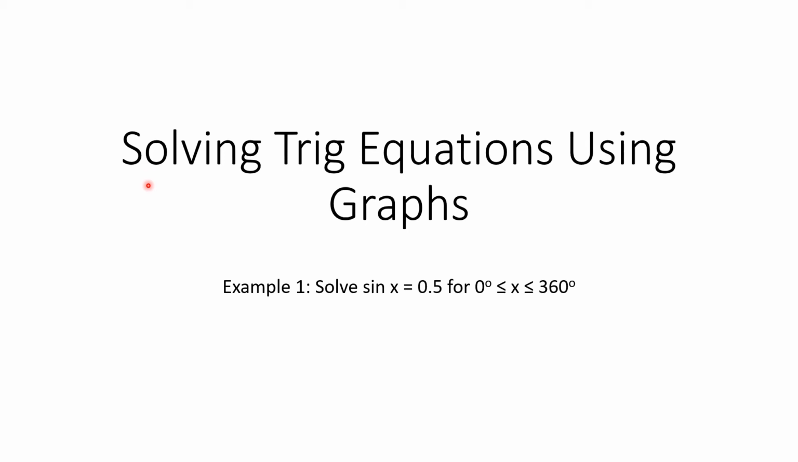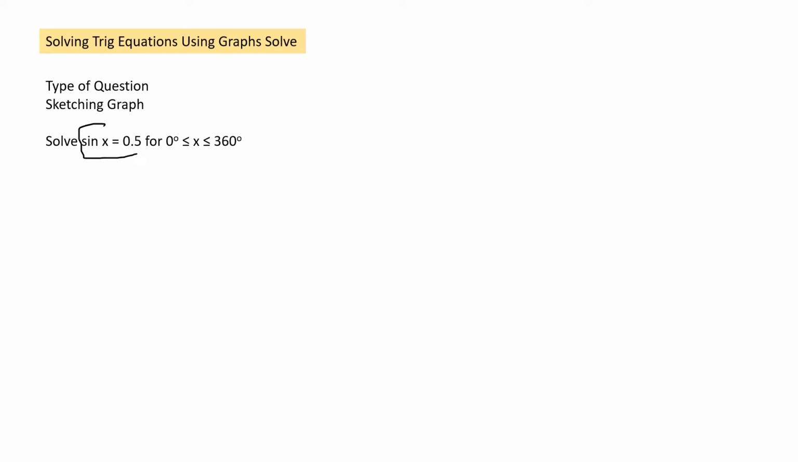Welcome back. In this video, we will use graphs to solve trigonometric equations. First example: we have to solve sin x equals 0.5, where x is between 0 and 360. What this means is we need to find all the possible angles x such that sin x is 0.5.